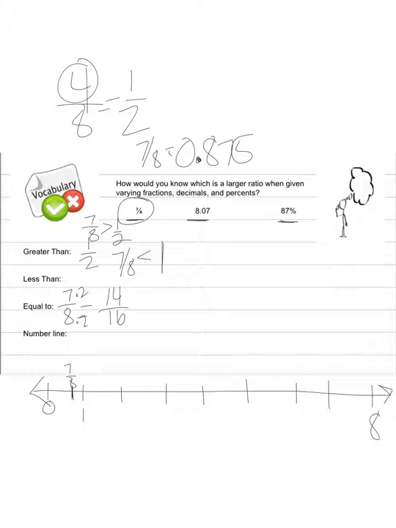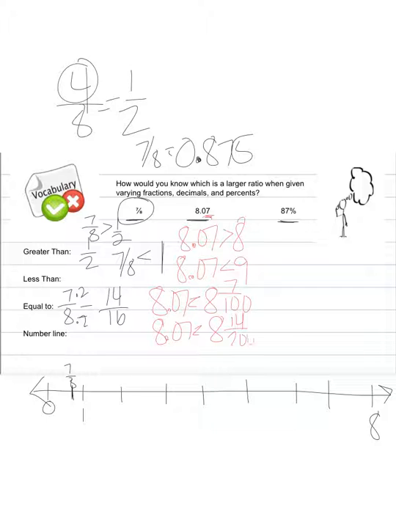Next, 8 7/10. We know 8 7/10 is greater than 8. We know it's less than 9. We know that it can be equal to 8 7/100. Did I say 7/10? I meant 8 7/100 because this is in the hundredth spot. 8 7/100. It could also be equal to 8 14/200 because I can do times 2 times 2.